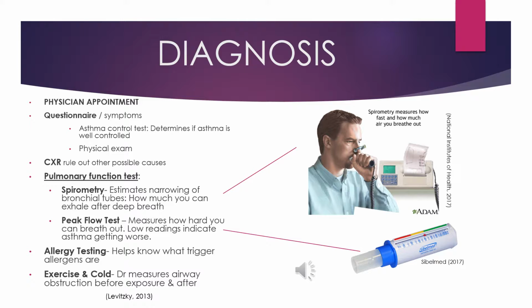So another thing is exercise and cold. The doctor could measure your airway obstruction before you do the excessive exercises, and then he'll have you do some rigorous exercises to make you breathe harder, and then measure it again in order to calculate that.